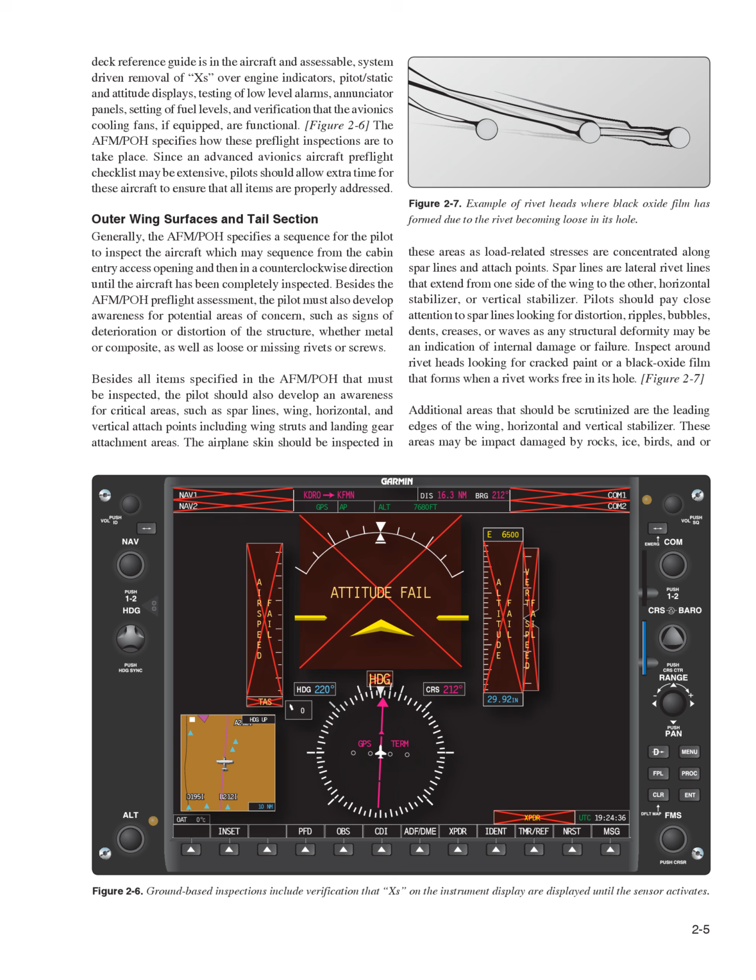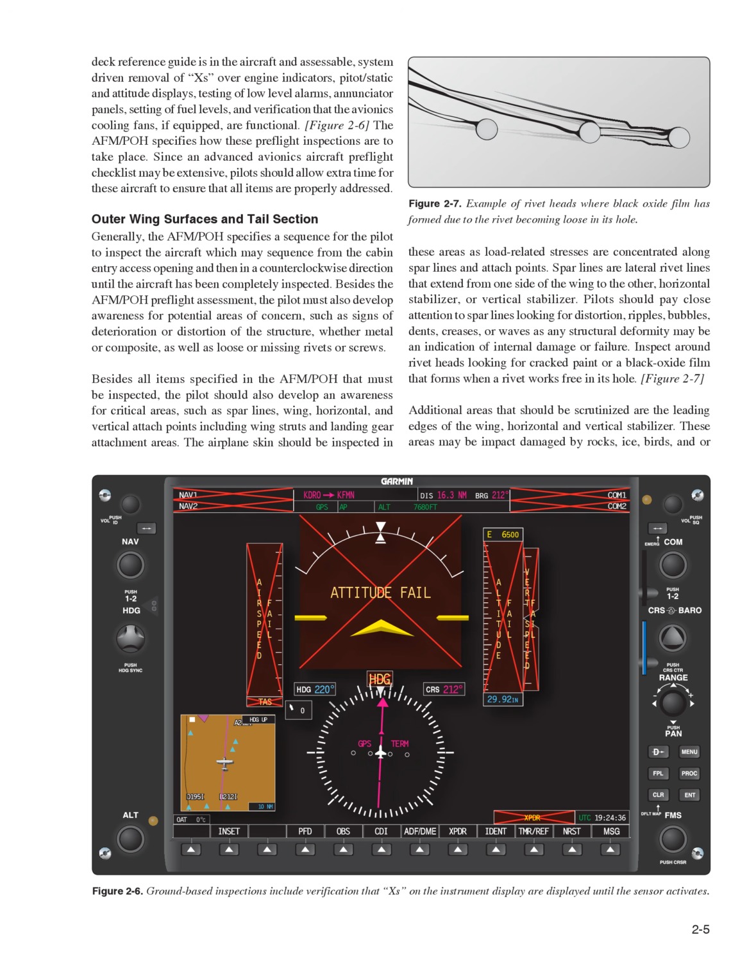Spar lines are lateral rivet lines that extend from one side of the wing, horizontal stabilizer, or vertical stabilizer to the other. Pilots should pay close attention to spar lines, looking for distortion, ripples, bubbles, indents, creases, or waves, as any structural deformity may be an indication of internal damage or failure. Inspect around rivet heads looking for cracked paint or a black oxide film that forms when a rivet works free in its hole. Figure 2.7.